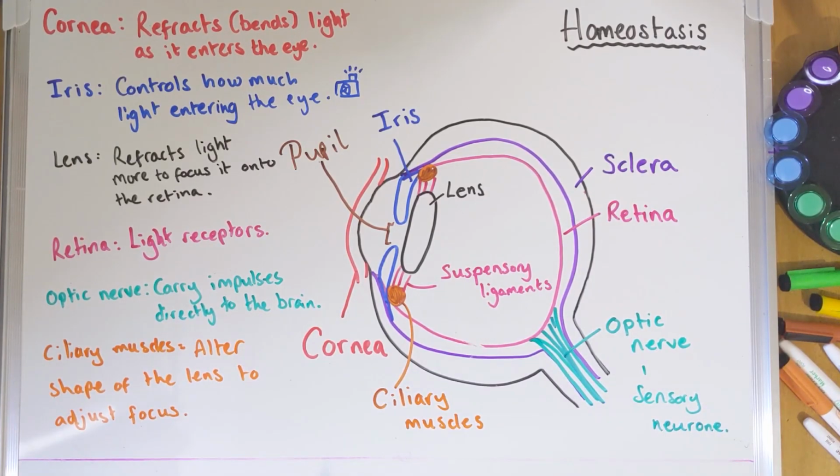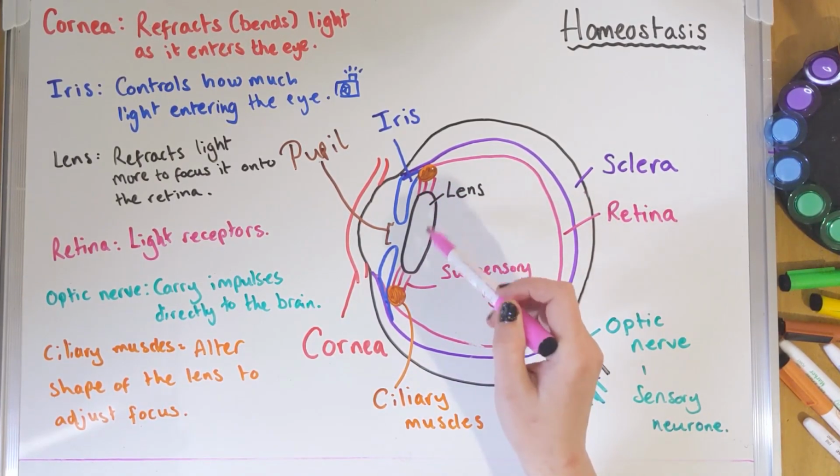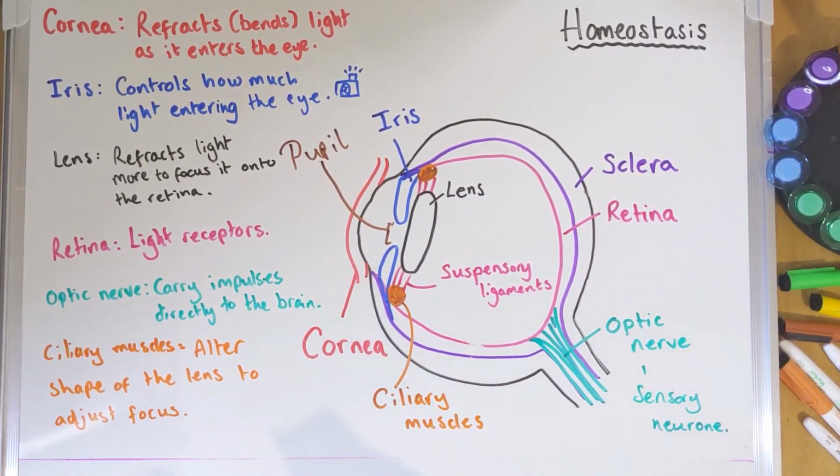The last bit, the suspensory ligaments, are nothing special. They're just small ligaments, connective tissue that holds the lens and the ciliary muscles together.